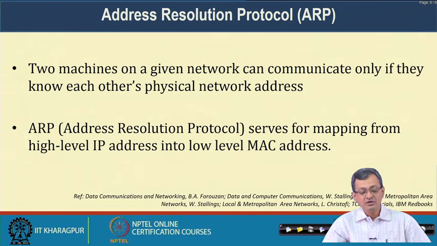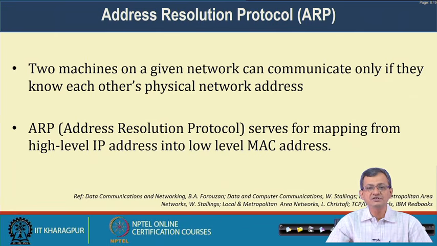The first protocol, which is predominant, is the address resolution protocol. Sometimes it is also known as a companion protocol for our IP network or IP layer, what we say internet protocol in layer 3. Two machines on a given network can communicate only if they know each other's physical address. This is the bottom line. Unless they know the physical address, they cannot communicate. Unless there is a physical connection, you cannot communicate.